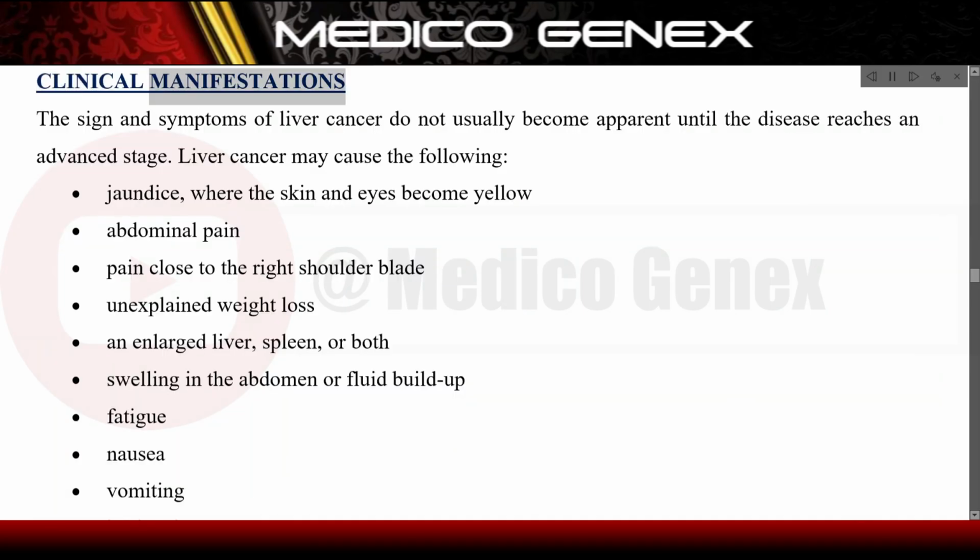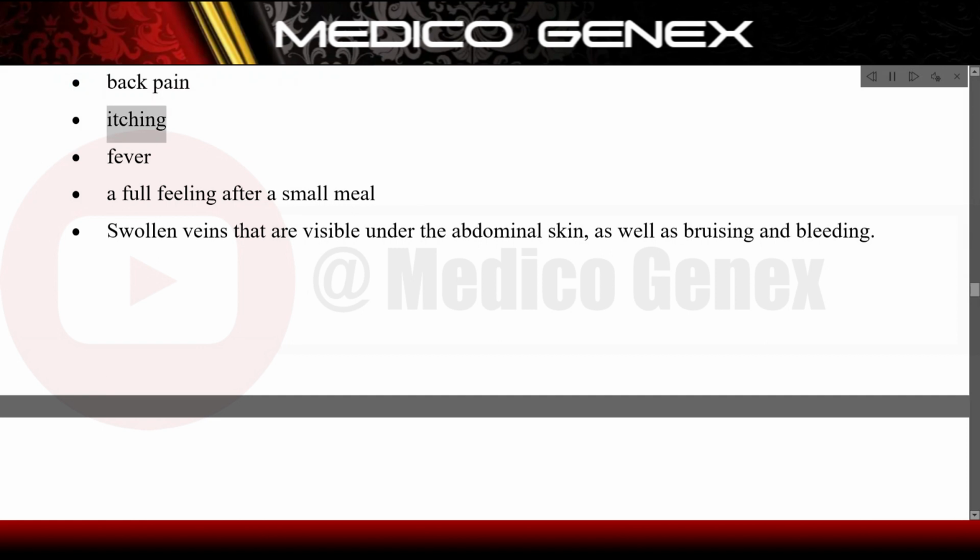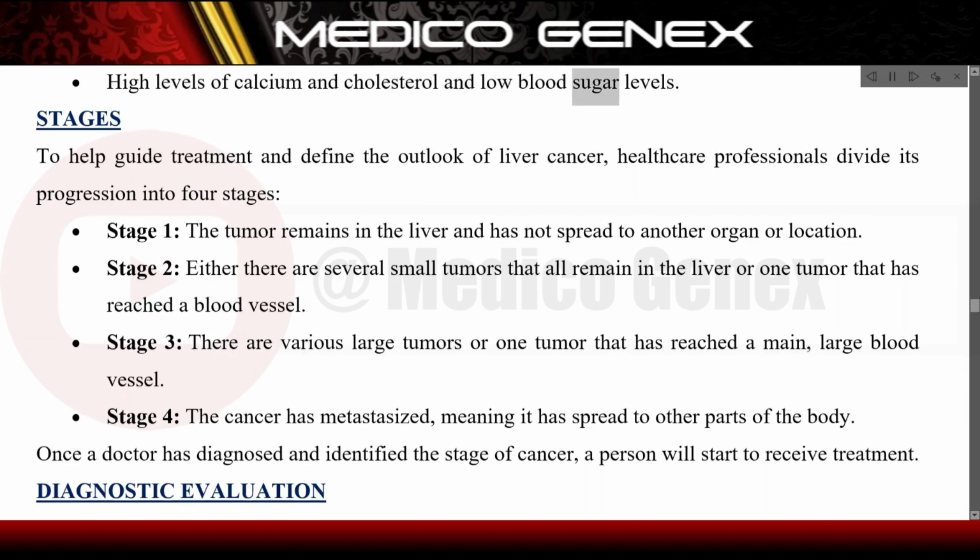Clinical manifestations. The signs and symptoms of liver cancer do not usually become apparent until the disease reaches an advanced stage. Liver cancer may cause the following: jaundice, where the skin and eyes become yellow; abdominal pain; pain close to the right shoulder blade; unexplained weight loss; an enlarged liver, spleen, or both; swelling in the abdomen or fluid buildup; fatigue; nausea; vomiting; back pain; itching; fever; a full feeling after a small meal; swollen veins that are visible under the abdominal skin, as well as bruising and bleeding; high levels of calcium and cholesterol and low blood sugar levels.